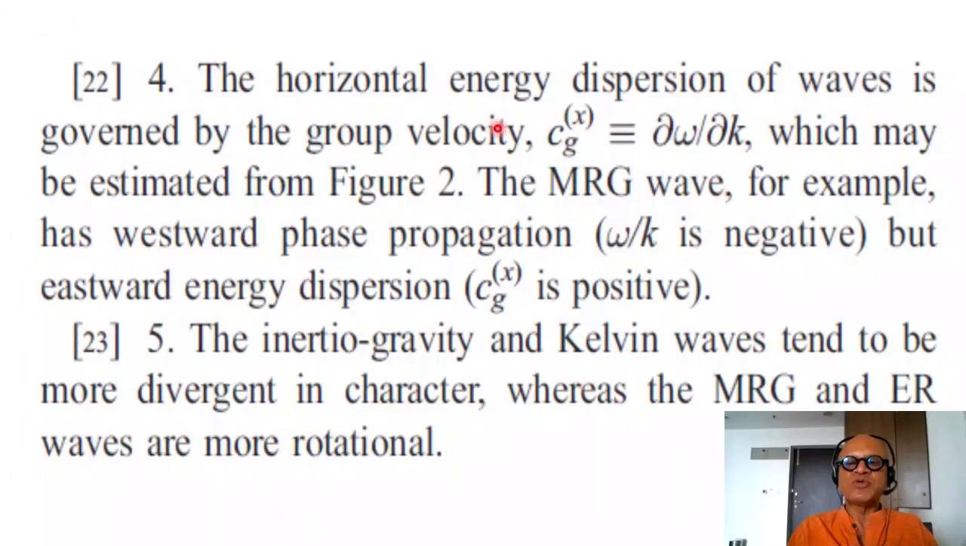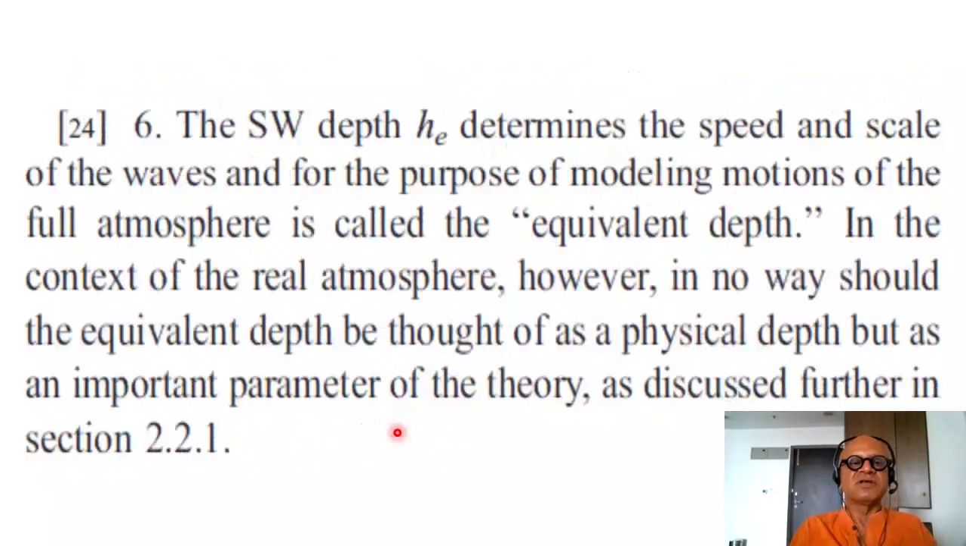The horizontal energy dispersion of waves is governed by the group velocity CGX, group velocity d omega dk, which may be estimated from figure 2. So you just take the derivative. The mixed Rossby gravity wave, for example, has westward phase propagation, omega over k is negative everywhere, but eastward energy dispersion. Okay, so that's something to remember. For the inertial gravity waves, it depends on which way the energy is going, depending on the wave number, whether it's in the same direction as the phase speed or in the opposite direction, right? So inertial gravity and Kelvin waves tend to be more divergent in character, whereas mixed Rossby gravity waves and equatorial Rossby waves are more rotational. Okay, so divergence versus rotation. Just remember these features.